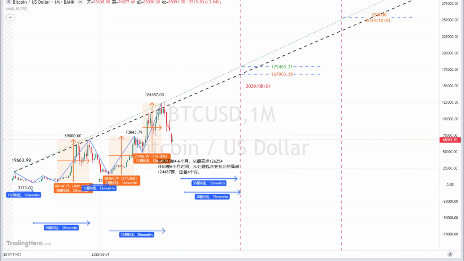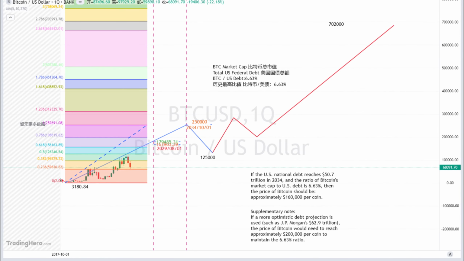These technical analyses just serve as a guide for me. Trading decisions must be based on the current and future trend structures. That's all for the monthly chart analysis. Now let's take a look at the quarterly chart.